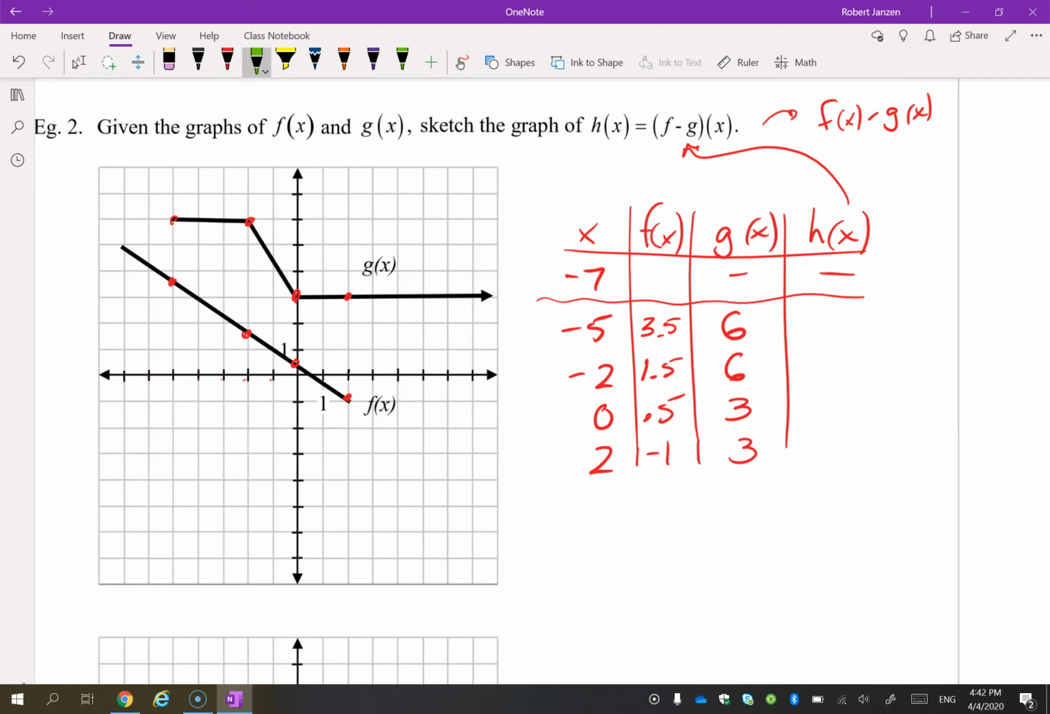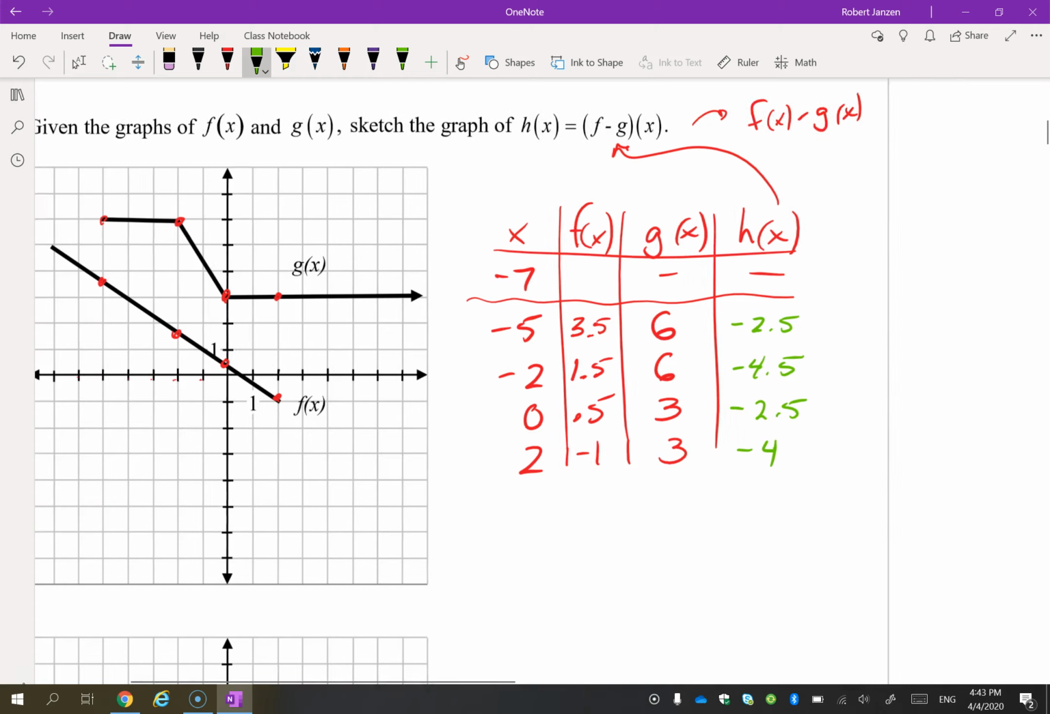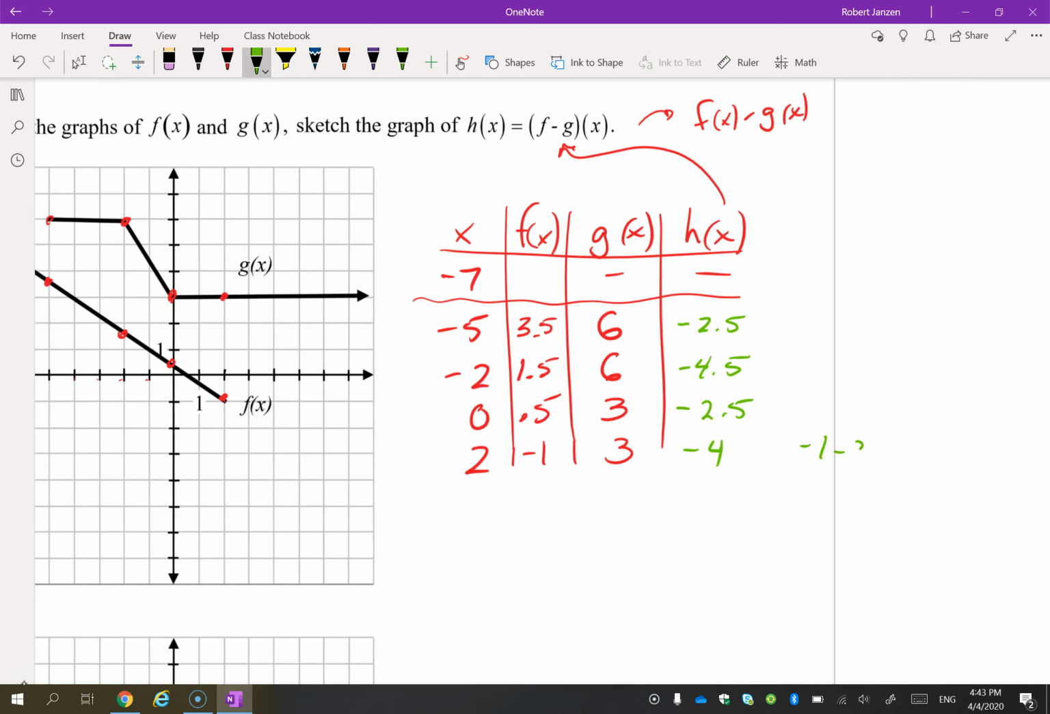Okay, let's combine those. We're supposed to subtract. So you get -2.5 here, -4.5, -2.5, and then, oh no, wait, I'm subtracting, so it's going to be -1 take away 3, this is -4. Just make sure you got that. So we're going -1 take away 3, we're going 0.5 take away 3, we're going 1.5 take away 6, etc.